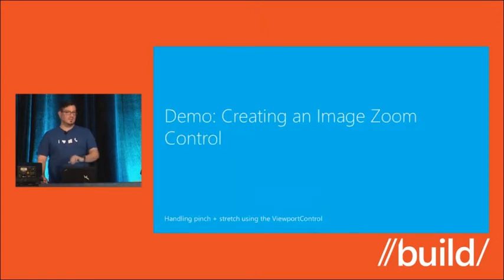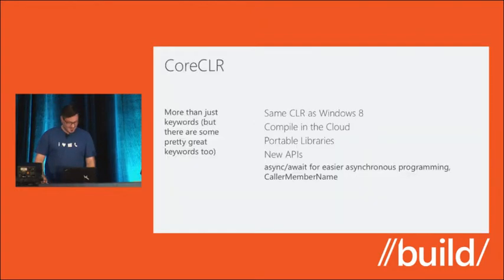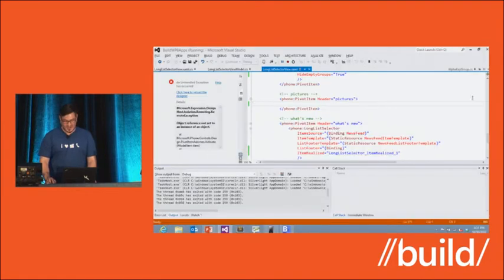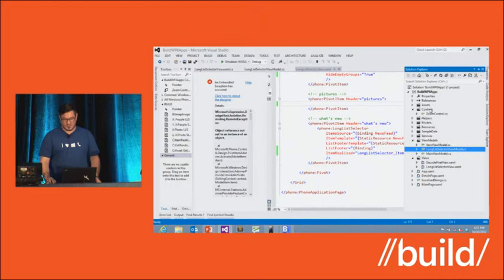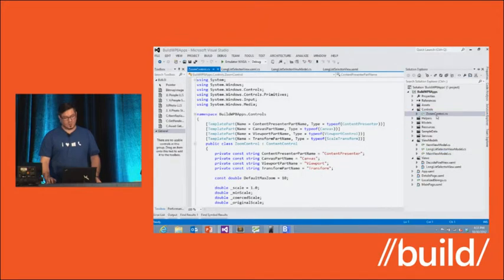So in the next 9 minutes, I'm going to go through a very complex control and pinch stretch. Just kidding. I'm not at all. But what I am going to do is that when you get your hands on the source code, if you go over here to the controls folder, there's a control called zoom control. It shows how to use both pinch stretch and viewport control. It uses them together to create a really easy to use image zooming control.